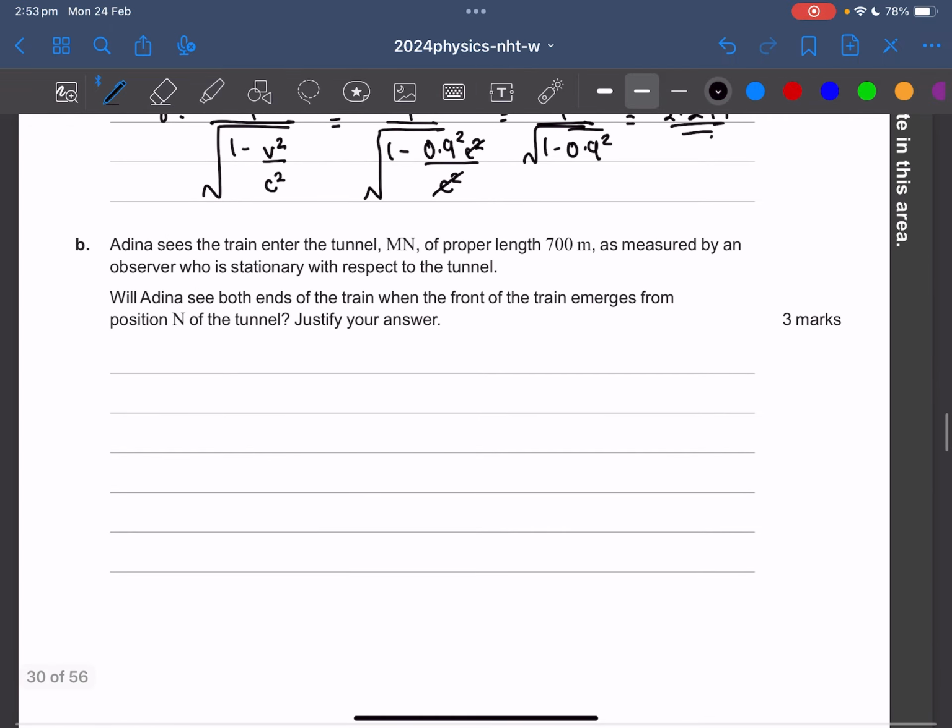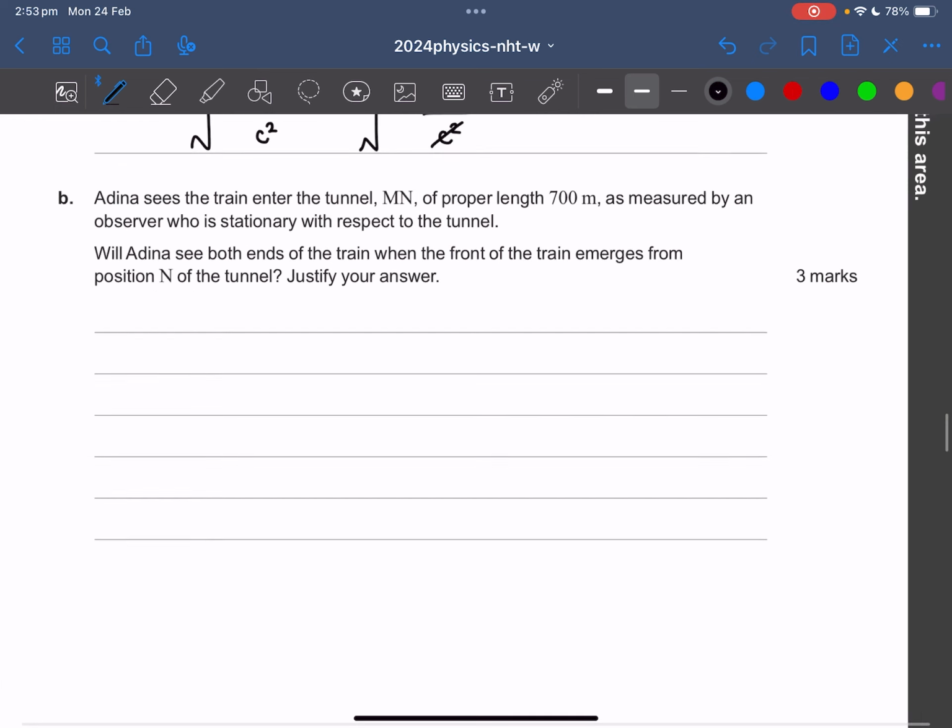Adina sees the train enter the tunnel MN, of proper length 700 meters as measured by an observer who is stationary with respect to the tunnel. Will Adina see both ends of the train when the front of the train emerges from position N of the tunnel? Justify your answer. Okay, so what Adina will see is going to be a contracted length. So high chances she won't be able to see the train, but let us show some calculations to support first.